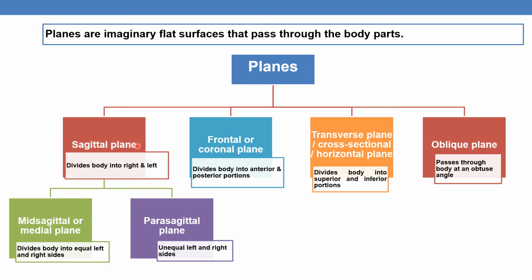The sagittal plane has further subcategorization. Midsagittal or medial plane divides the body into equal right and left sides. Next, parasagittal plane divides the body into unequal left and right sides. The sagittal plane divides the body into right and left. Midsagittal or medial plane divides the body into equal right and left sides, whereas parasagittal plane divides it into unequal left and right sides. These are some of the planes.